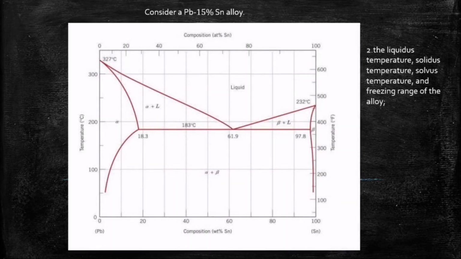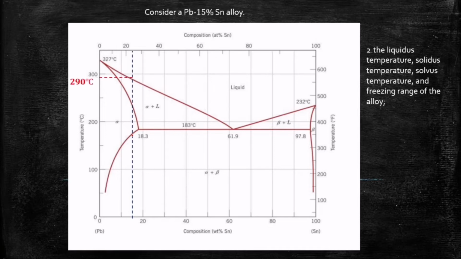So we are moving on to the second question. With the second question, they're asking us to find the liquidus temperature, the solvus temperature, the solidus temperature, and also the freezing range of the alloy. Now, how do you do it? We draw our lead 15% tin alloy. Then from here, you can see that this is the liquidus line, this is the solidus line, and this becomes the solvus line. Then you trace it to the corresponding temperature.